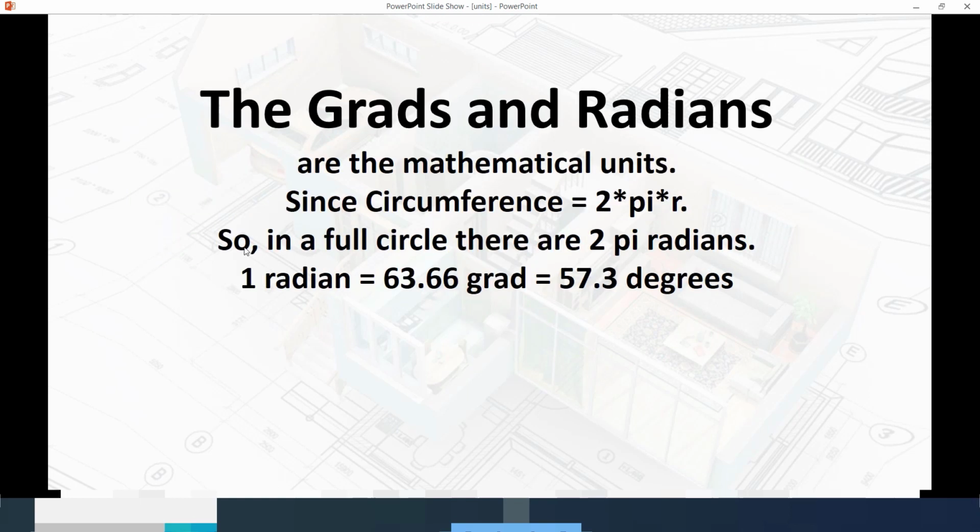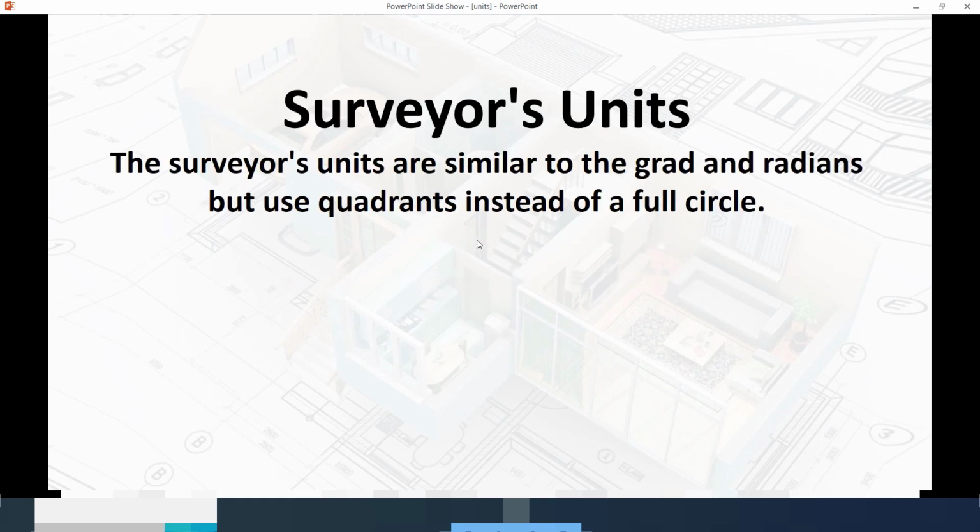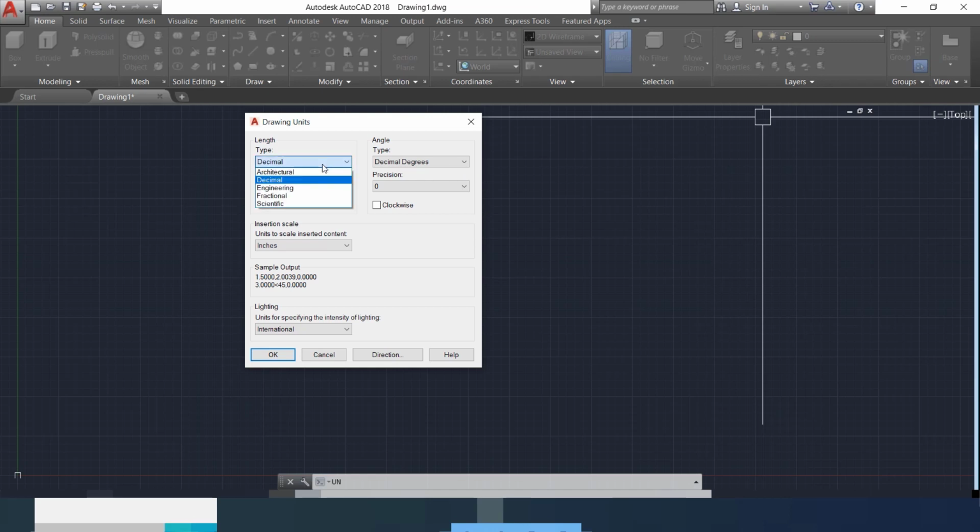The next one: we will discuss grades and radians. These are mathematical units, and you can see the example. 1 radian is equal to 63.66 grade, and 1 radian is equal to 57.3 degrees. So these are called grade and radians. The last one is surveyor units. The surveyor units are similar to grade and radian but use quadrants instead of a full circle. So normally we will work in architectural and engineering units, and we will select the angle type decimal degrees. Degrees, minutes, seconds are used normally for roads.